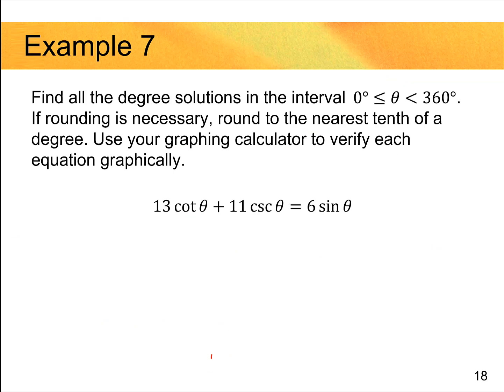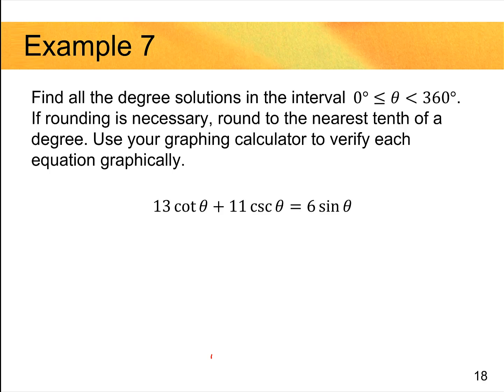Alright, and the last one. There it is. Example 7 says find all the degree solutions in an interval from 0 to almost 360. If rounding is necessary, round to the nearest tenth of a degree. Use your graphing calculator then to verify each equation graphically. So you're going to solve it first, and then you're going to verify to make sure that is true. So let's go for it. Think about the methods that we've learned, methods 1, 2, and 3. Think about which way you want to employ them in order to solve it.